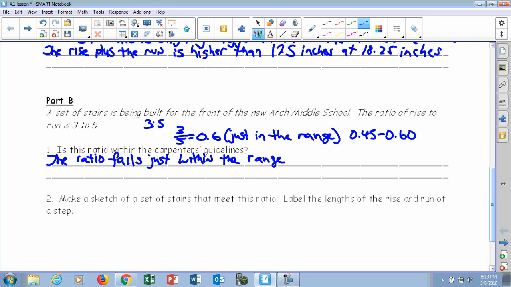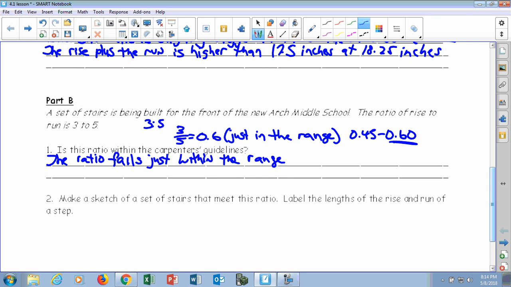So again, 3/5 is 0.6, right? So 0.6 is the rise to run ratio. So if we made that over 1, this would be 0.6. It's a decimal written as 6/10, right? 0.6 is written as 6/10. Oh, I'm sorry, we're not worried about the rise plus the run. They just asked us the ratio, and the ratio is right on the max part.